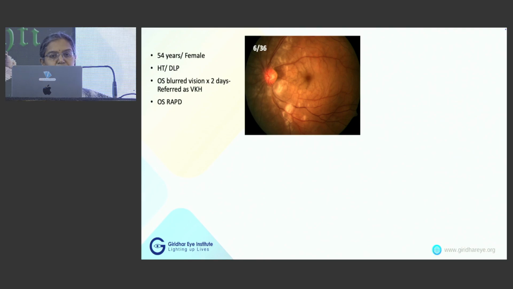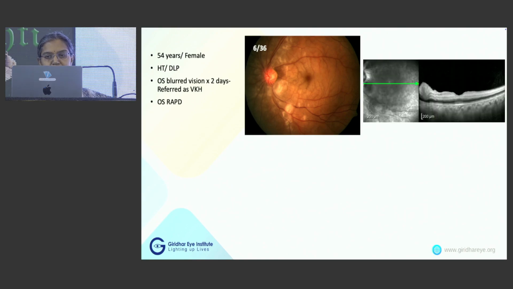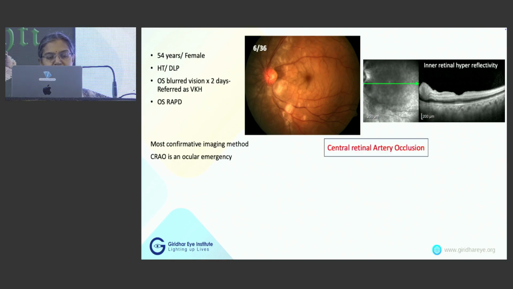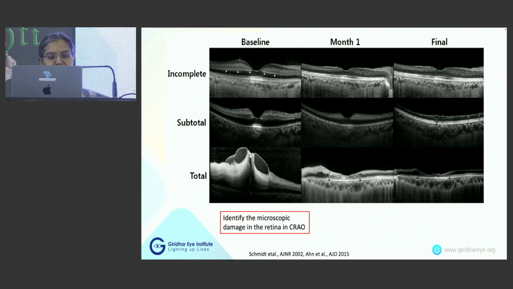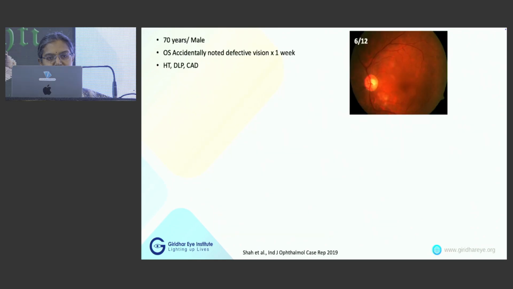So this is a 54-year-old lady with blurred vision in the left eye and was suspected and referred as VKH from outside, but OCT showed the classical inner retinal hyperreflectivity, which is diagnostic of central retinal artery occlusion and which is an ocular emergency. And OCT is the most confirmative imaging method in this condition, and with the resolution there was thinning of the inner retina. OCT can so precisely document the microscopic damage that it has been used to stage the disease and also to predict the visual outcome in CRAO.